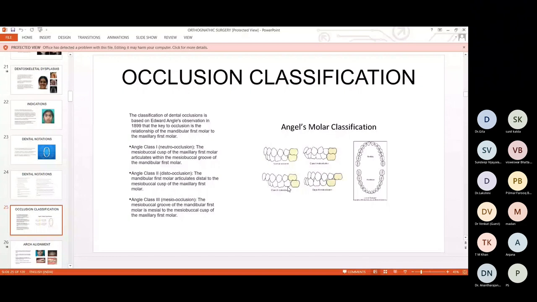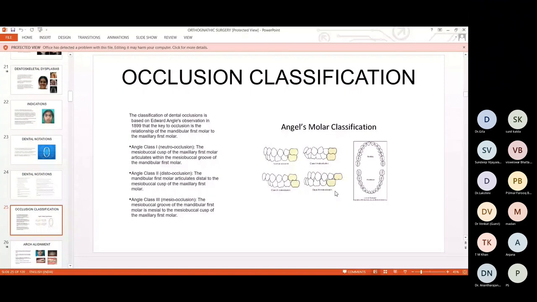So it gives us some sort of a retrogenia here. And Angle 3 is wherein you can see that it is more distal. So obviously the mandible appears more prognathic. So these are the three essential classifications of the occlusion. However, it is only showing the anterior and the posterior displacements.